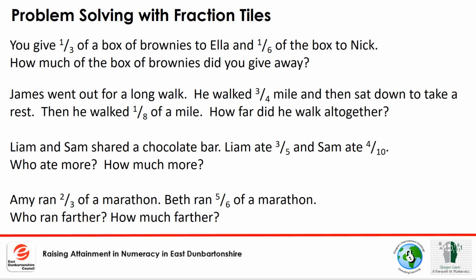For the first one, for example, you give a third of a box of brownies to Ella. So think about getting a third and giving it to somebody. You then give a sixth to Nick. So if you give away a third and a sixth, you've got 2 tiles in your hands. How much have you given away? What's the overall size? What's a third plus a sixth? Compare it with other fractions in your little bag. Have a go, come back, and I will go over the answers with you. I've got it all animated for you. See you again soon.